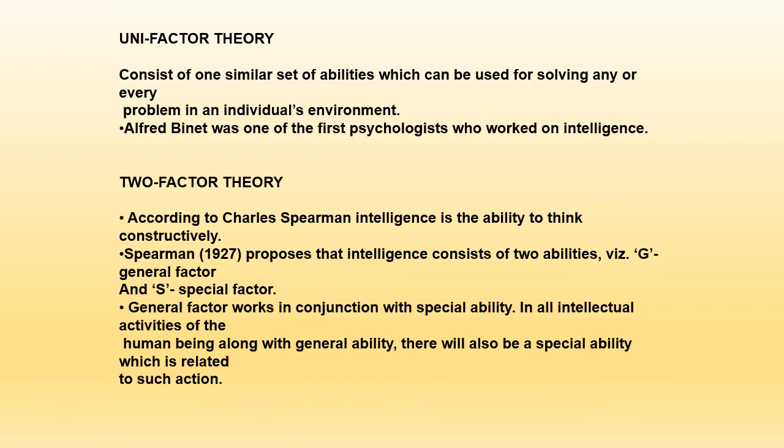The general factor works in conjunction with the specific ability. In all intellectual activities, a human being has a general ability, and there will also be a special ability specific to the action. So basically, every one of us has the general ability, like that of talking and writing. This is the general ability of every individual. But with a specific factor or specific ability, a person may have singing ability. A person might be very good at singing, another person might be good at artistic skills. So the person who has the extra factor, that is the special factor, that is the S factor.